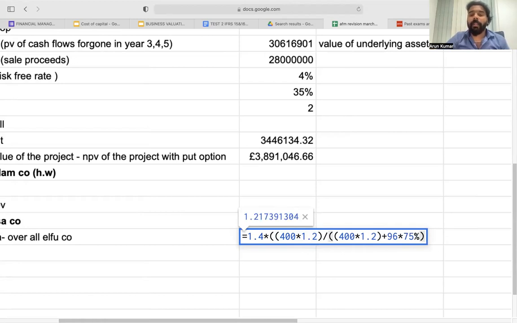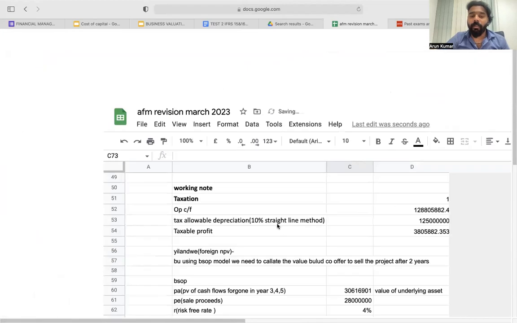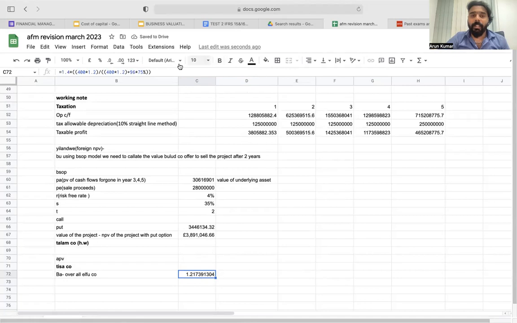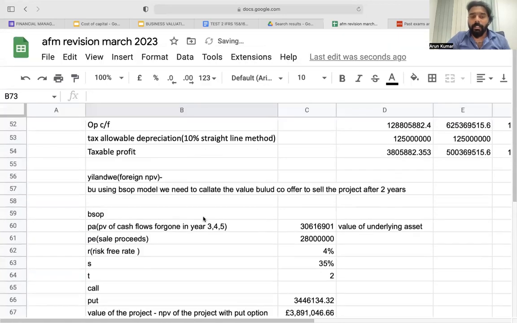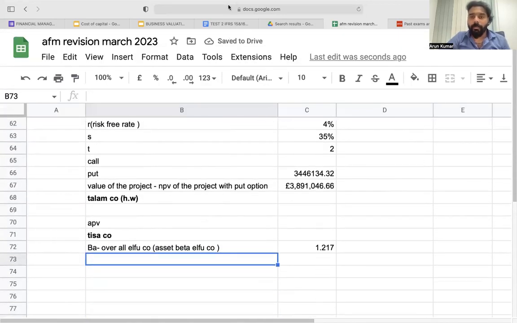If you work out that proportion, you will get the value of asset beta. So how much is the asset beta here? It is 1.22, or 1.217. So did all of you understand how to get the beta A, or asset beta, of the ELFO company? Is it clear how we have calculated the asset beta? Fine. The next step is to calculate the asset beta of the other business activities of ELFO company.